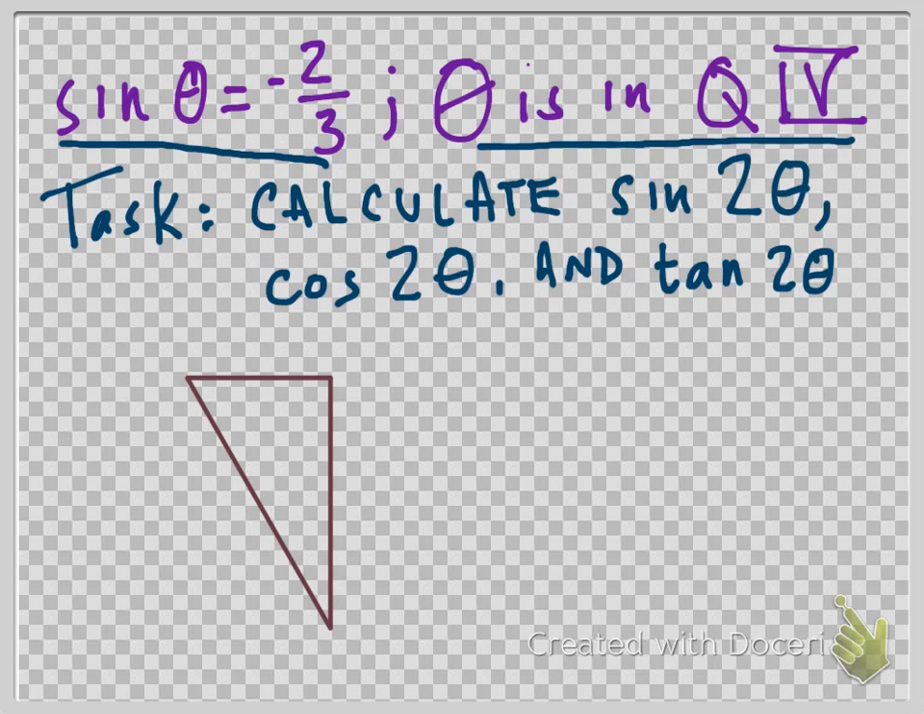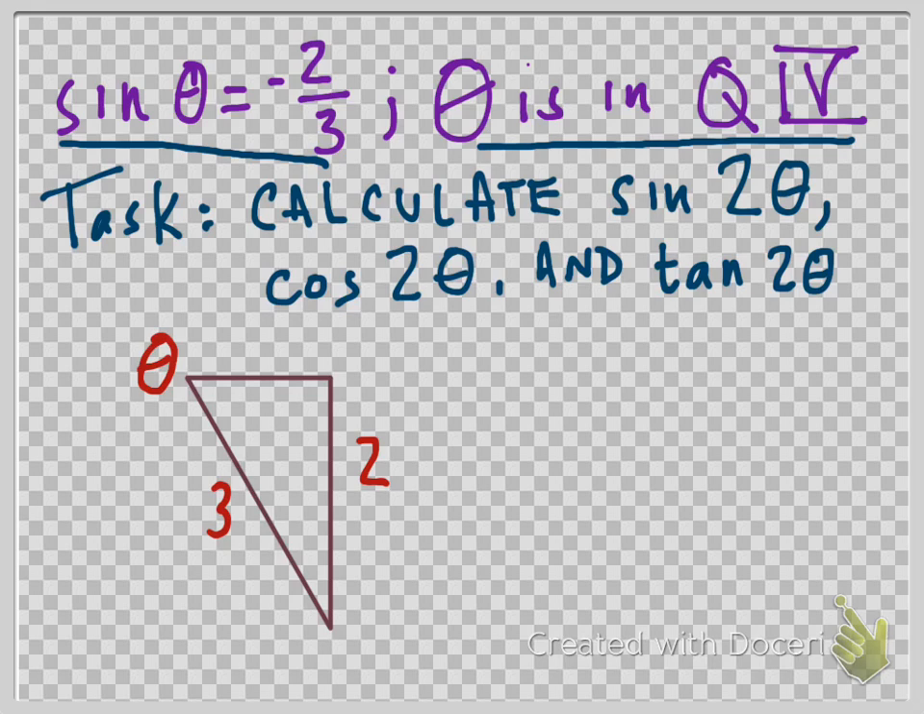So the first thing that you should do in all problems like this is to construct a little right triangle so that you can think about these different ratios, sine, cosine, and tangent. And let's draw it so that it's kind of sitting in quadrant 4, like this one right here. Now let's put in the numbers. It says that the sine of theta is equal to negative 2/3. Well, if we consider theta to be right there, the sine of that angle then is the opposite over the hypotenuse, so I'll put a 2 there and a 3 there.